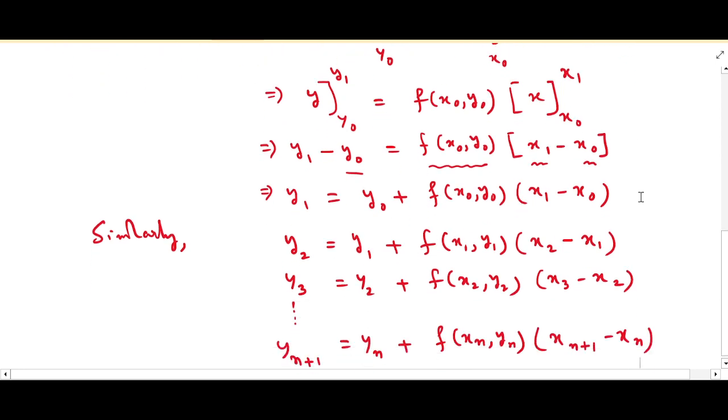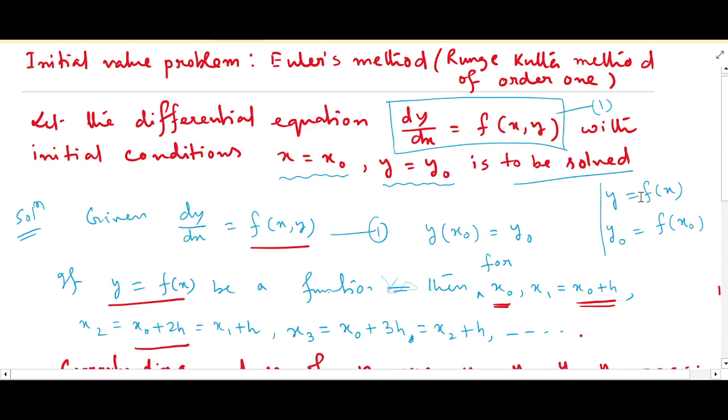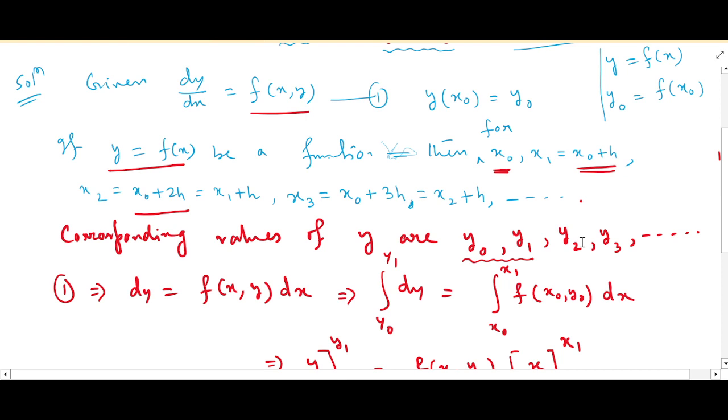So initially we have taken a first order and first degree differential equation with initial condition x equal to x naught and y equal to y naught. Then after that we have taken some equidistant values of x like x naught, then x naught plus h, which we have written as x1, then x naught plus twice h, x naught plus thrice h. So like that we have taken some equidistant values of x, and if we put these values in the function y equals f of x, then we get some corresponding values of y, which are y naught, y1, y2, y3, and so on.